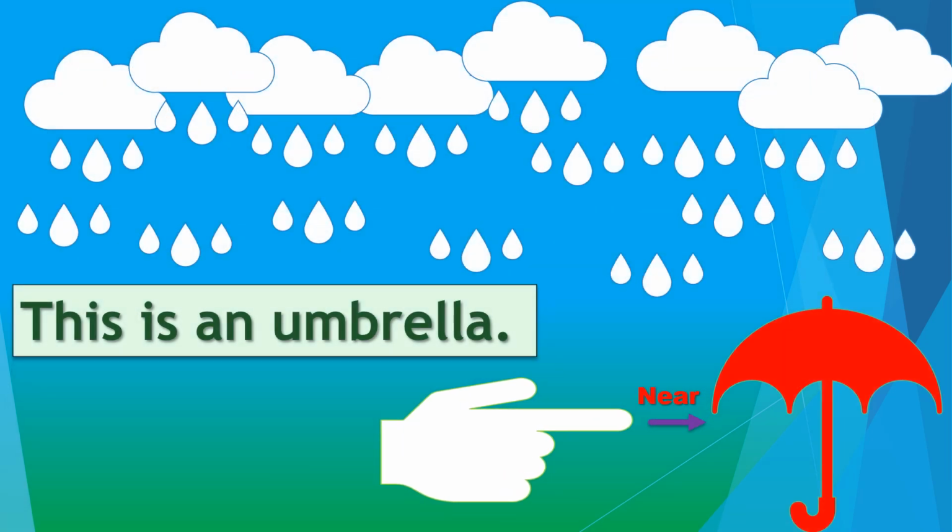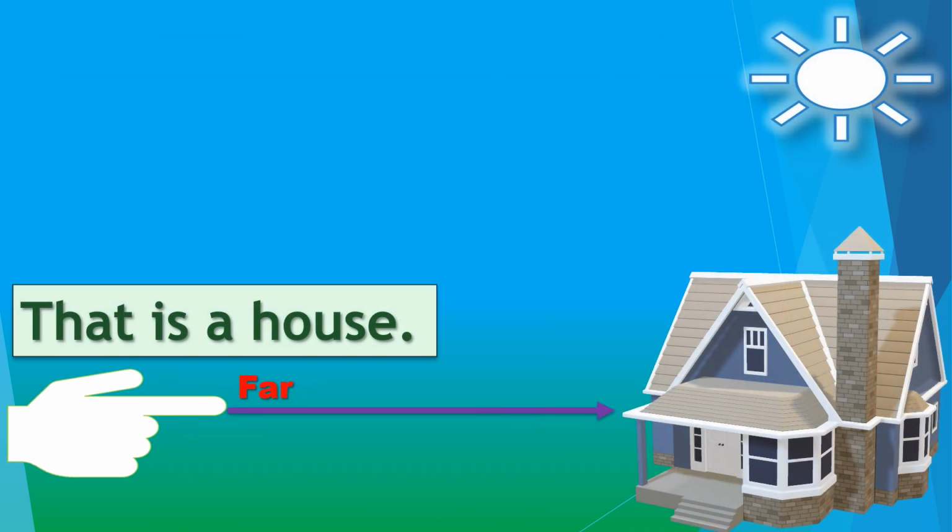Umbrella is near. We will use this. This is an umbrella. Now, house is far. House is not near. So, we will use that. That is a house.